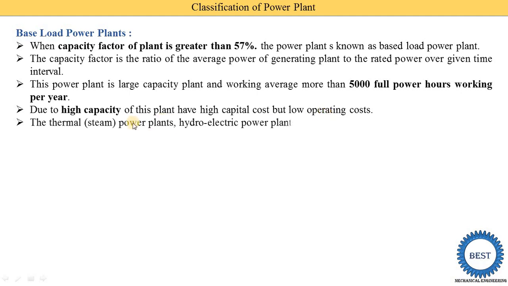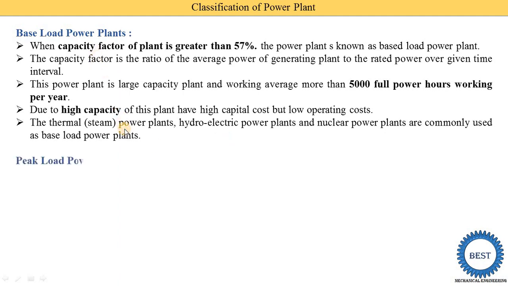Examples of the baseload power plant are thermal, meaning steam power plants, hydroelectric power plants, and nuclear power plants. This means the power plant runs more than 5000 hours in a year. Okay, then it is called a baseload power plant.